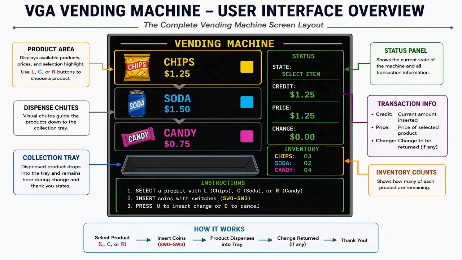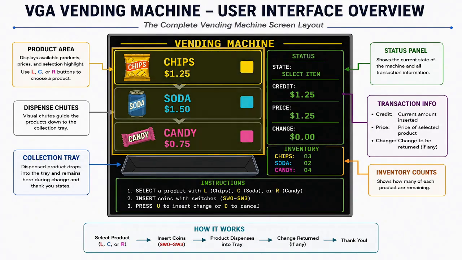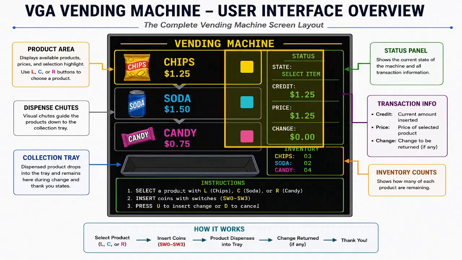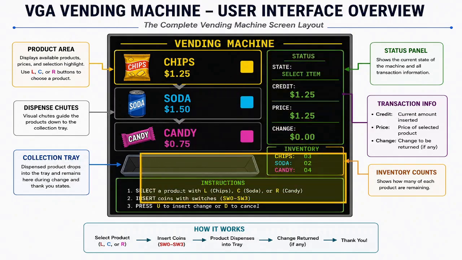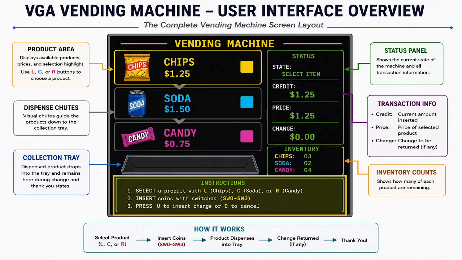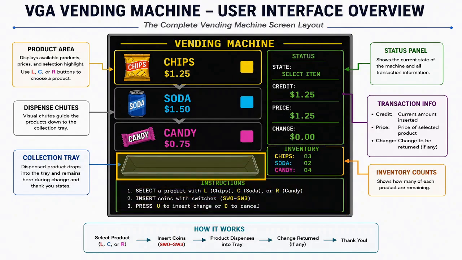The VGA display is divided into several logical sections. The left side presents the available products and their prices. The status panel displays the current state of the machine along with the selected product, current credit, price, and any change being returned. The instruction area reminds the user of the controls, and the tray at the bottom provides a visual destination for the dispensed product.